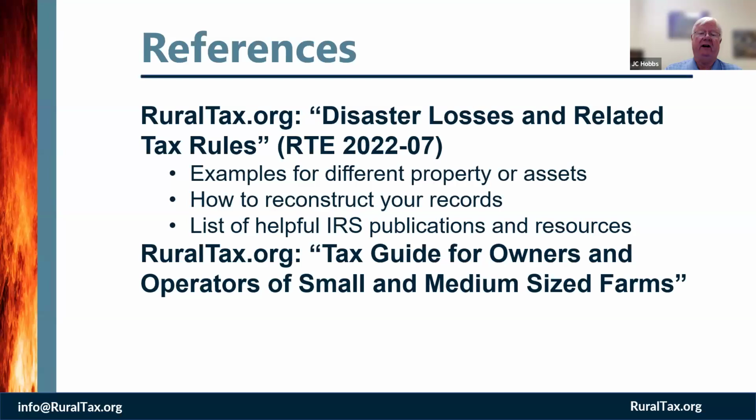Another place to look at in more depth is this fact sheet on the ruraltax.org website. So if they'll go to ruraltax.org and search for that fact sheet RTE 2022-07, at the very end of that, like I said, in this third bullet, is a list of helpful IRS publications and other resources. And it does talk about the AGI limits and other pieces of the puzzle that apply. And that small guide, the tax guide for owners of small businesses, also has a disaster section, a chapter that goes into detail as well.